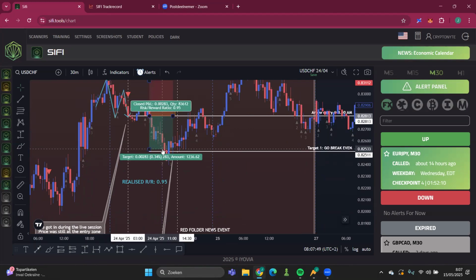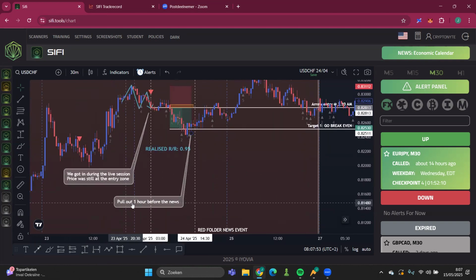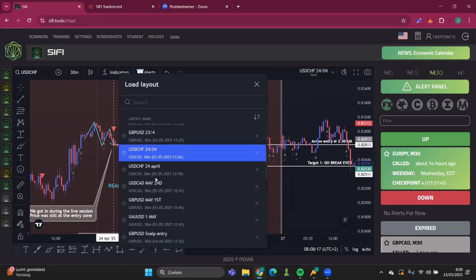Amazing. Price goes into profit. That's great. But then we have the news, so we pulled it out. And it's a good thing that we do because after the news, price just goes to break even and then continues to go to stop loss. Even if you didn't pull it out, you didn't make a loss because you hit break even. But still, right? And these are the examples you're going to see a lot.